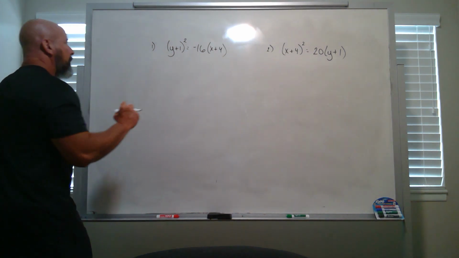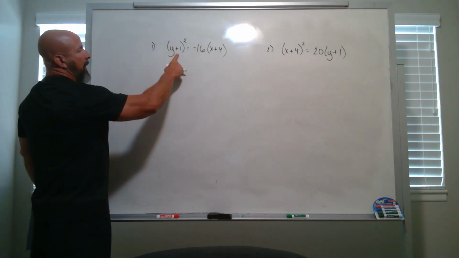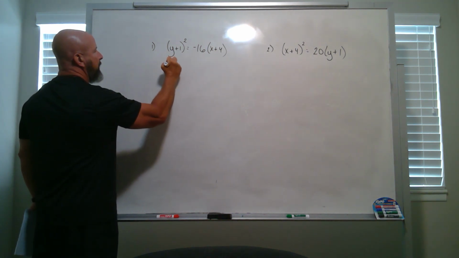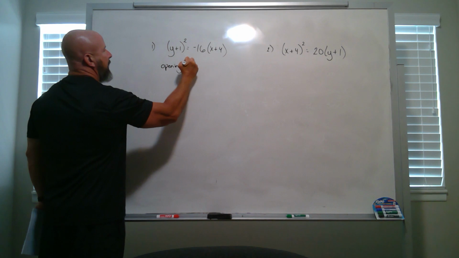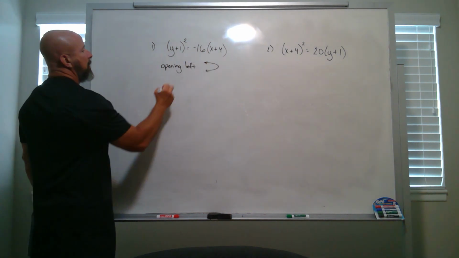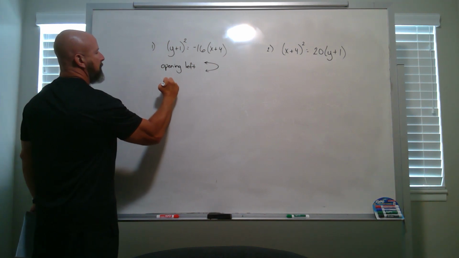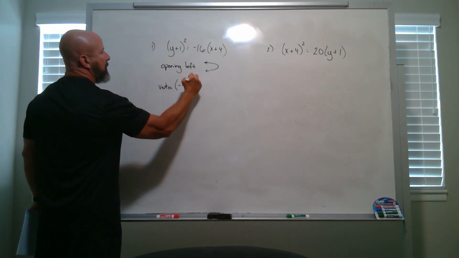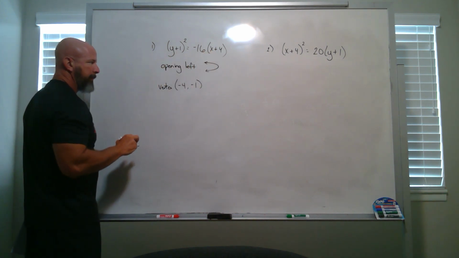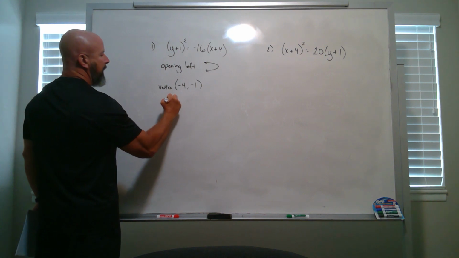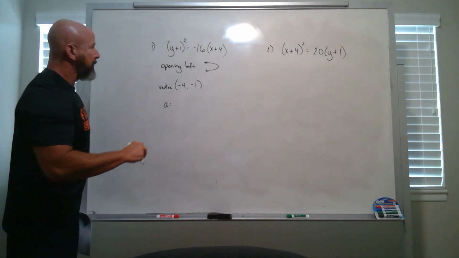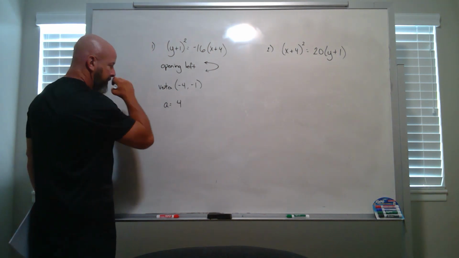So, on number one, the y is squared, and then I've got a negative, so I know this is opening left. So in other words, it looks something like that. Vertex, -4, -1, h is with x, k is with y. The a value, or distance between the vertex and focus, or vertex and directrix, would be 4.